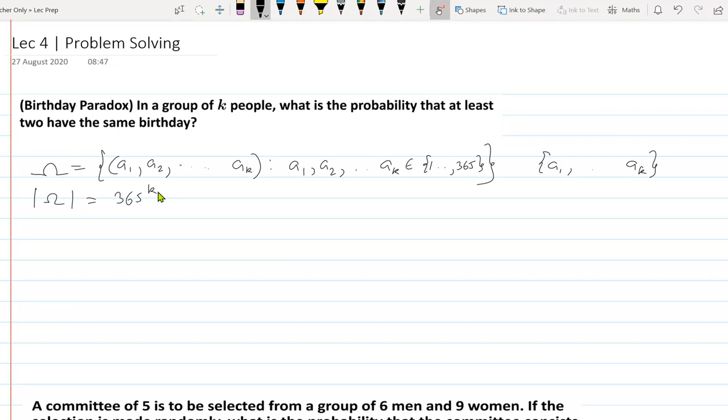So you are saying this is not correct. No, this is correct. But for calculating the probability in the case when no one is having the same birthday, let me just write that probability that no one has the same birthday. So the complement of this is the probability that we want.